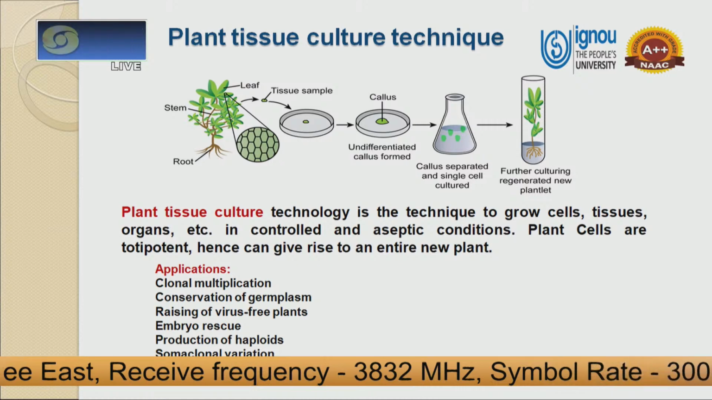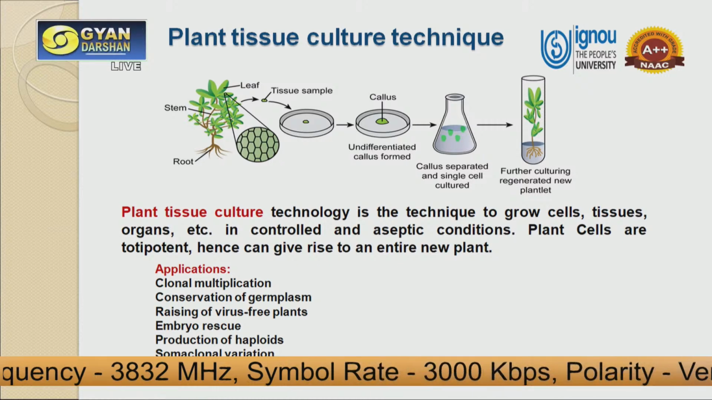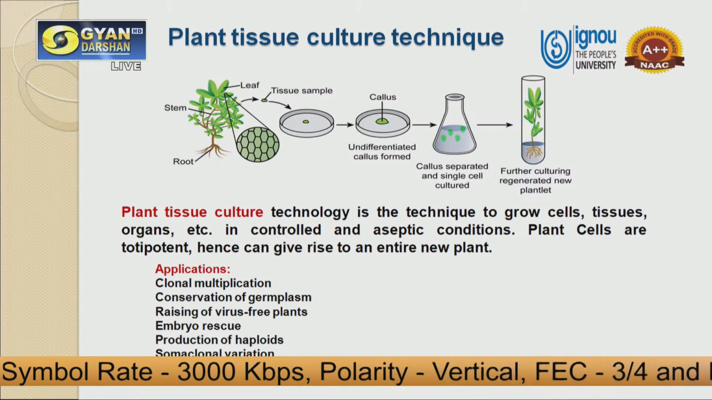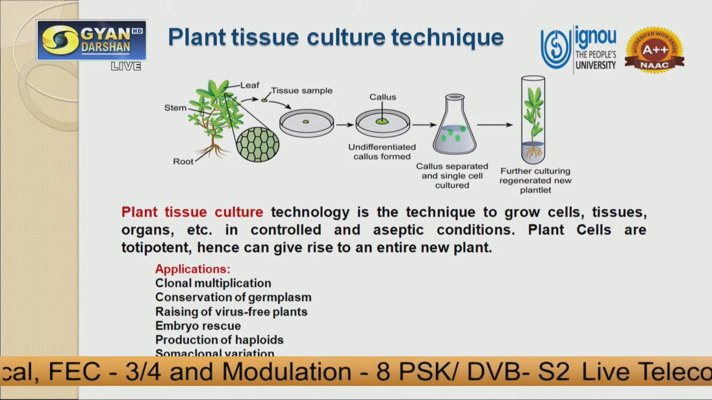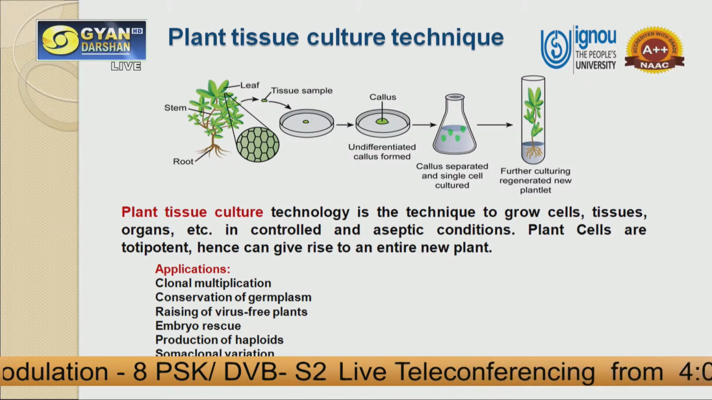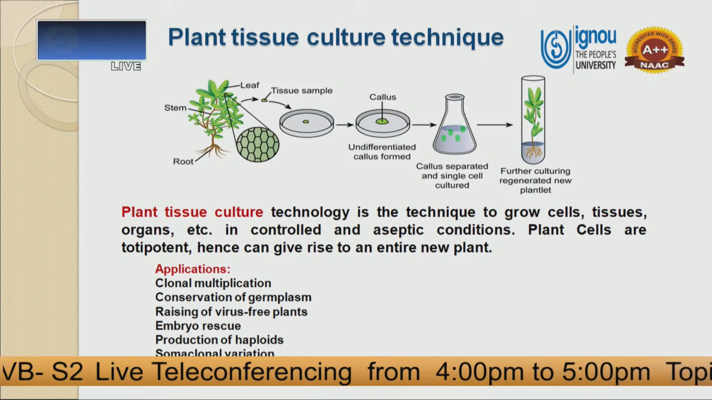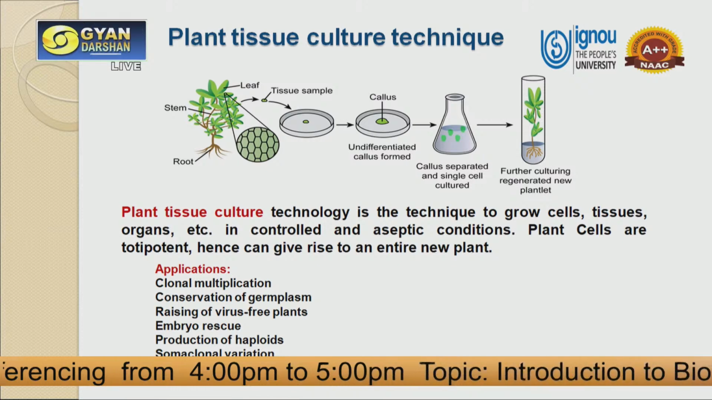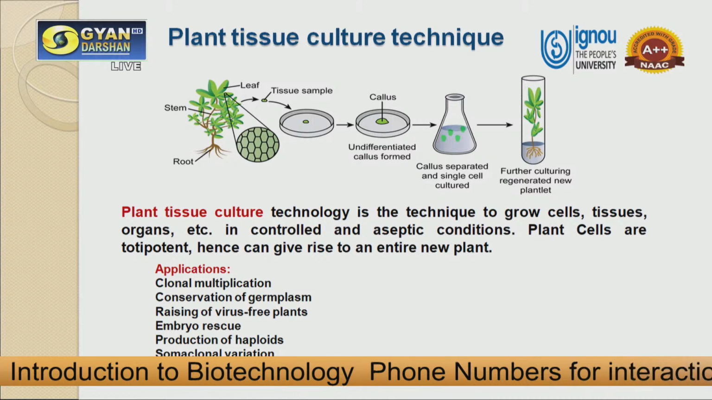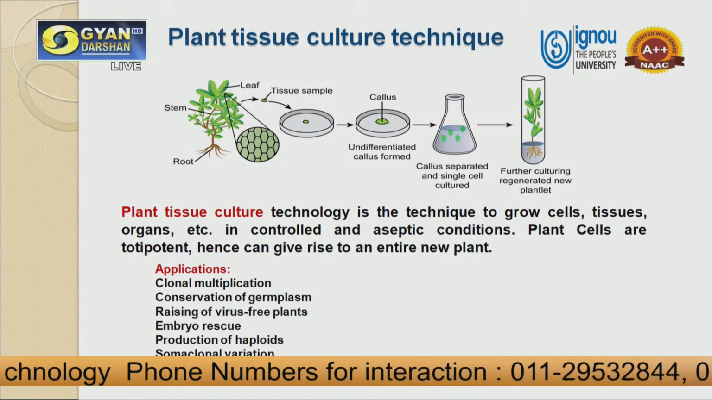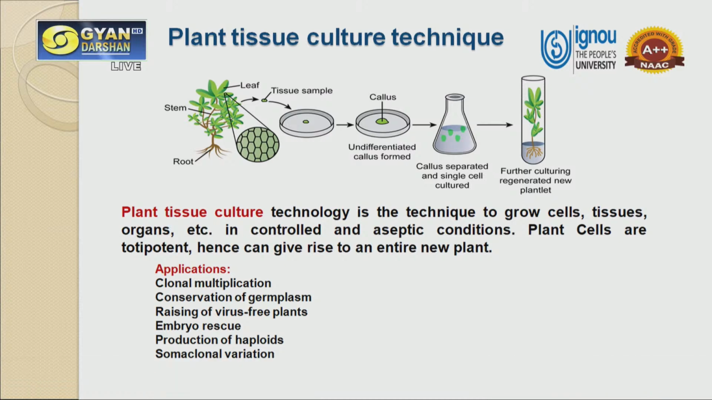These applications can be in clonal multiplication, conservation of germplasm, raising of virus-free plants, embryo rescue, production of haploids, somaclonal variations. So even if, for example, generation of virus-free plant is possible, if there is a germplasm which is completely infected by a virus, the cells you can take from the apical meristem, which multiplies much faster, and they do not have much developed plasmodesmata, so that the viruses can easily cross to spread their infections. You can just take out those cells and multiply them into a complete new plant which will be free from virus. So we can discuss these examples in my future lectures.